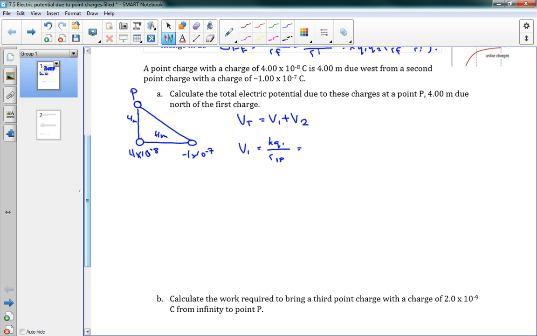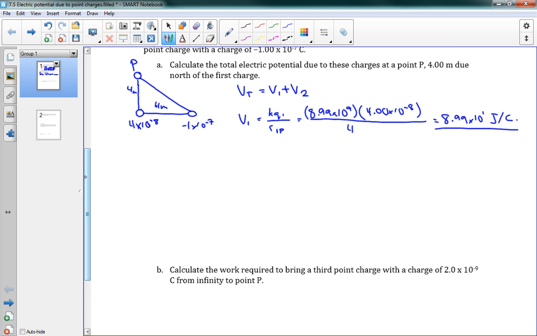And we can just fill in our numbers. Remember, K is a constant, 8.99 times 10 to the 9. We've got our Q1, 4.00 times 10 to the negative 8. And divide by our radius, which was 4 meters. And this gives us 8.99 times 10 to the 1 joules per coulomb. That's V1. We do the same thing for V2.